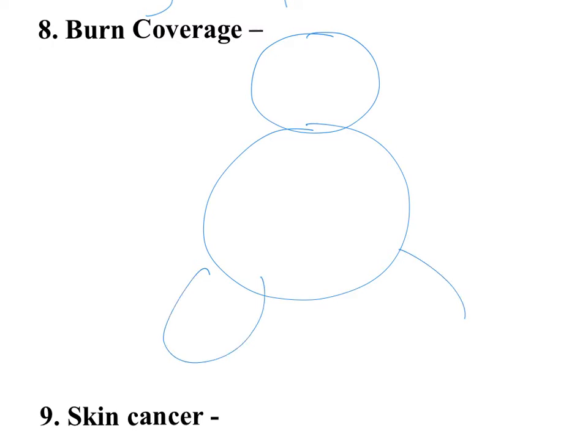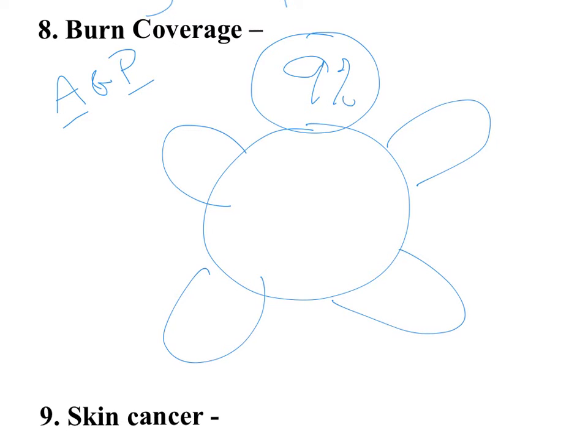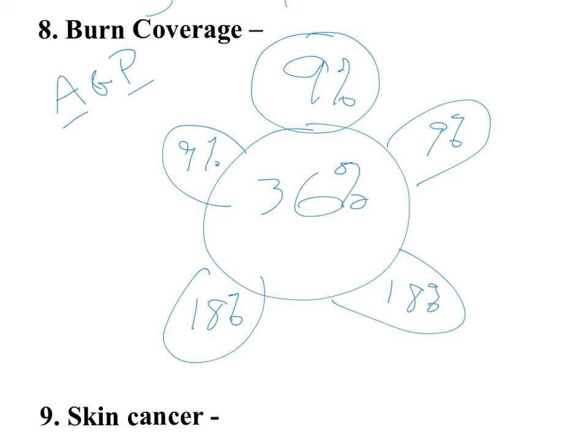The rule of 9s. Here's our Pillsbury Doughboy. These percentages that I'm writing are for anterior and posterior. Keep that in mind, anterior and posterior. 9% for the head, 9% for the right arm, 9% for the left arm, 36% for the chest, torso, abdomen, and the back, 18% for the right leg, and 18% for the left.